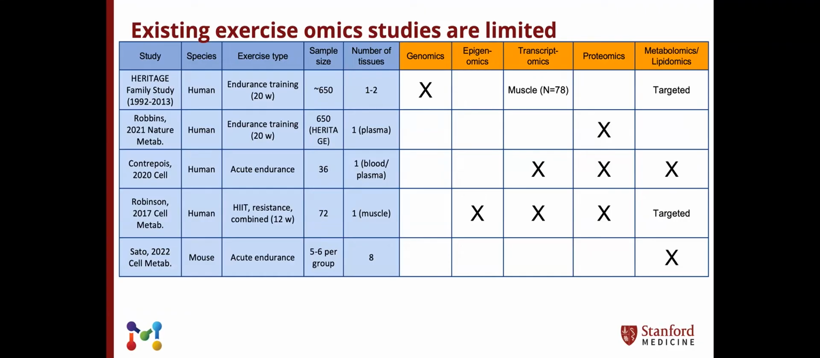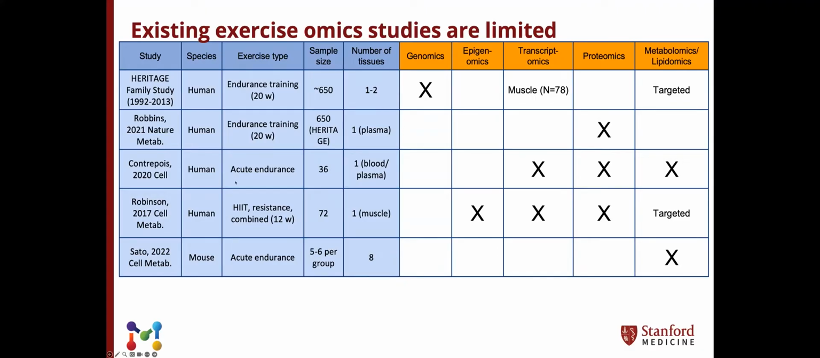We can see a few of the biggest studies to date here. We have at the top here the classic HERITAGE family study that was conducted in the 90s. So here they had a big sample size, over 600 individuals, and they looked at muscle for a subset as well as blood, and it's focused a lot on genomics, so we can see the different omes studied here. So for HERITAGE genomics, there's been a targeted metabolomics assay as well as a plasma proteomics study that was published quite recently in Nature Metabolism.